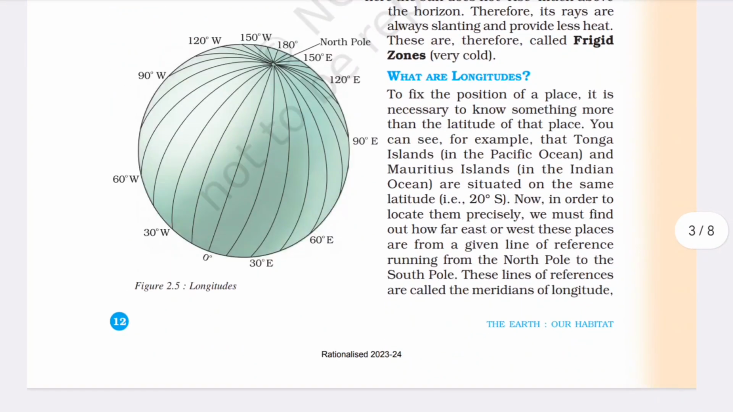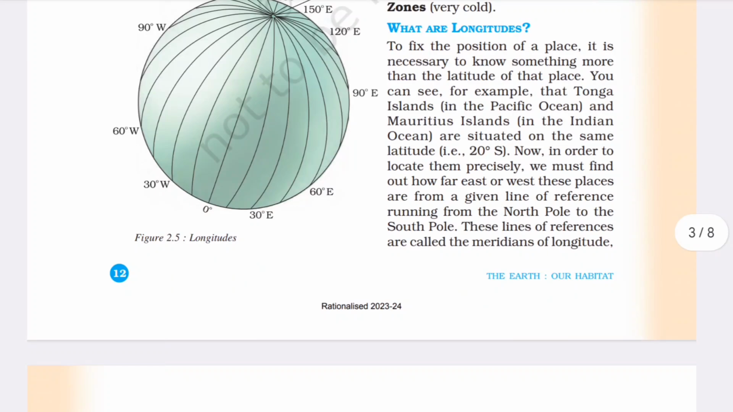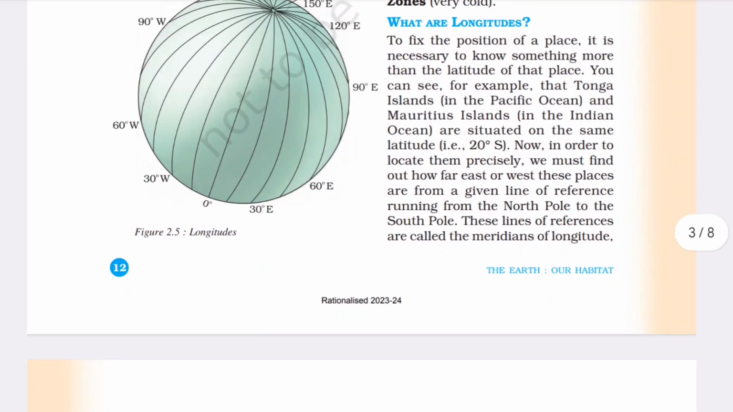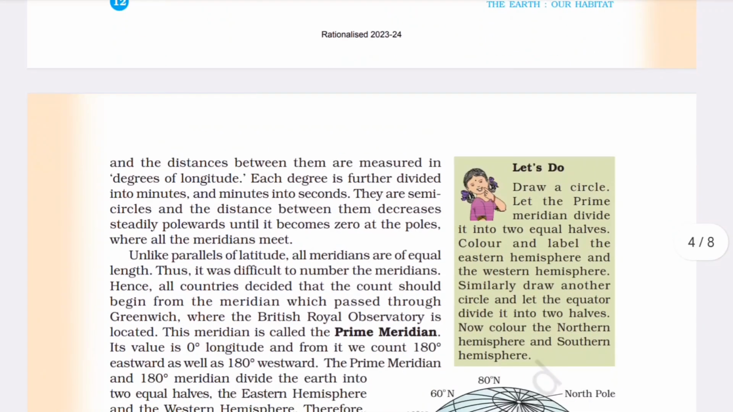What are longitudes? To fix the position of places, it is necessary to know something more than the latitude of that place. You can see, for example, that Tonga Island in the Pacific Ocean and Mauritius Island in the Indian Ocean are situated on the same latitude, that is 20 degrees south. Now, in order to locate them precisely, we must find out how far east or west these places are from a given line of reference running from North Pole to South Pole. These lines of reference are called meridians of longitude, and the distances between them are measured in degrees of longitude. Each degree is further divided into minutes and minutes into seconds.